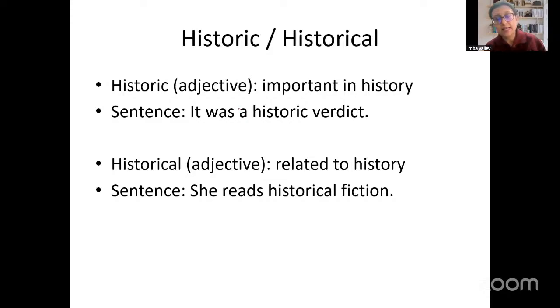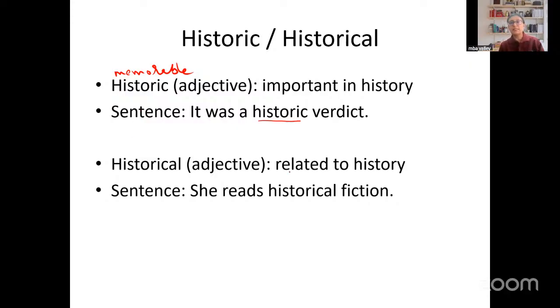All right, let's go to the next set. Historic, historical. Now, historic is something which is important in history. Like winning the T20 World Cup was a historic moment, right? It was a historic verdict, something which is important in history. Historic means memorable. It was a historic trip. I have never enjoyed so much. So historic would be memorable.